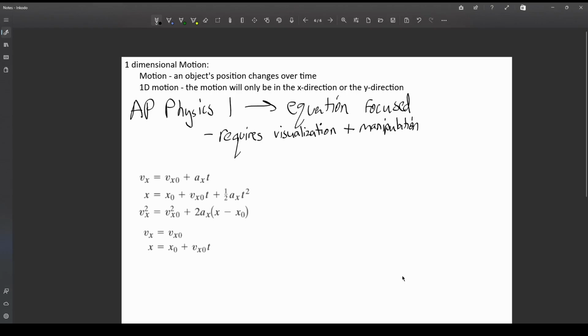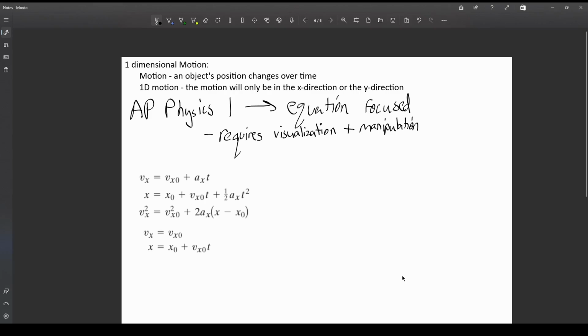What is motion? Motion is how an object's position changes over time. And that's essentially the study in kinematics. We're studying how an object is moving. So, just to preface, for the AP Physics 1 curriculum, it's very equation focused. It requires a lot of visualization of the problem plus a manipulation of the equations that you have.